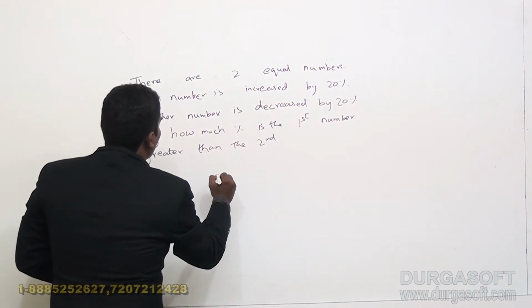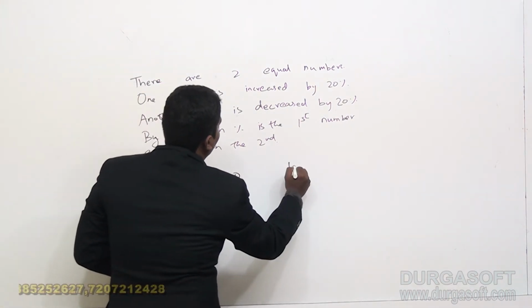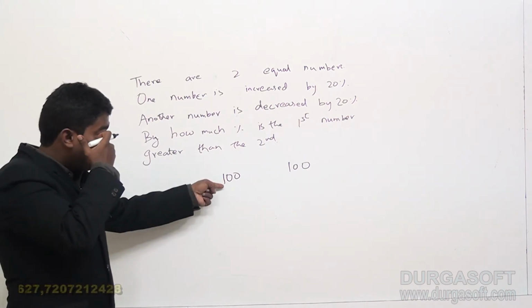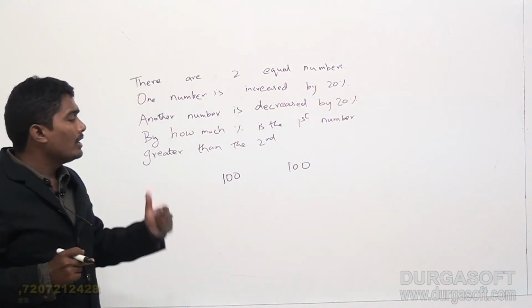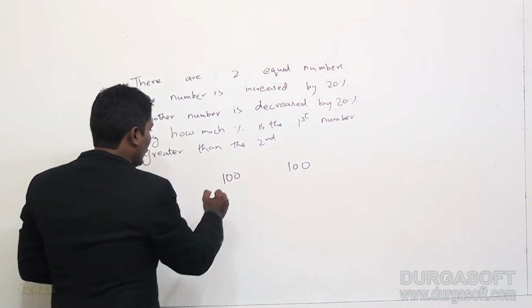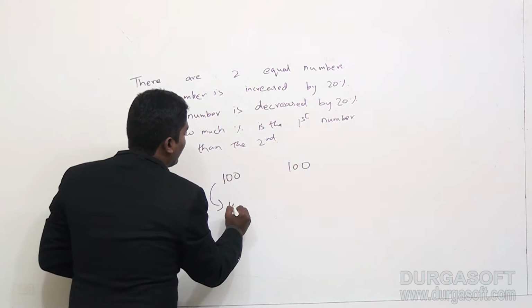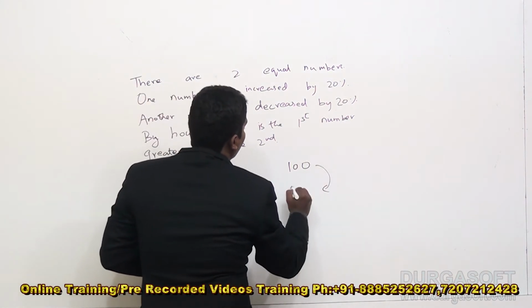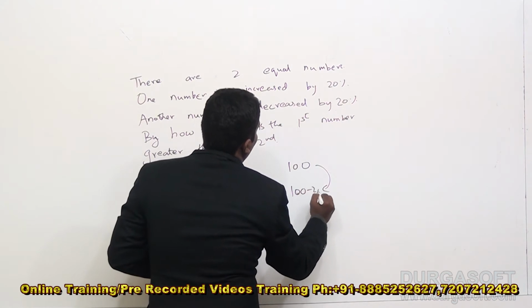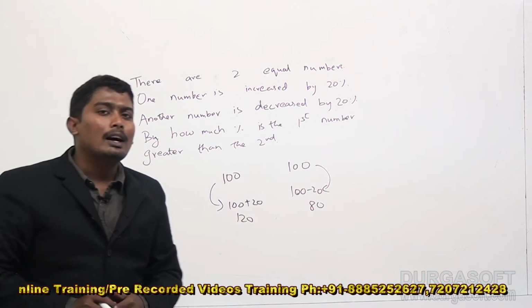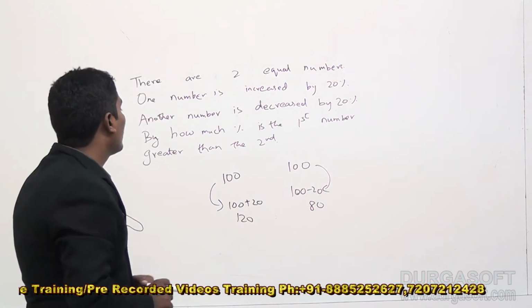Here I'll assume the initial number is 100. Now the first number is increased by 20%. 20% means out of 100, 20 is increasing, which means the first number becomes 100 plus 20, which is 120. The second number becomes 100 minus 20, which is 80. So now the first number is 120 and the second number is 80.